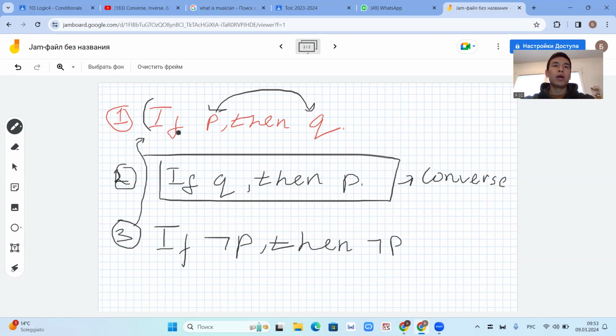So do you remember the sign not? If we introduce the sign not into our conditional statement, we will get our inverse. So the first one was the conditional statement, the second one converse, and the third one is inverse.